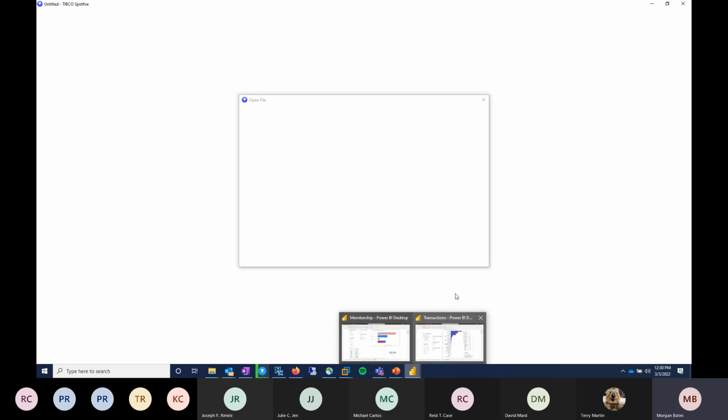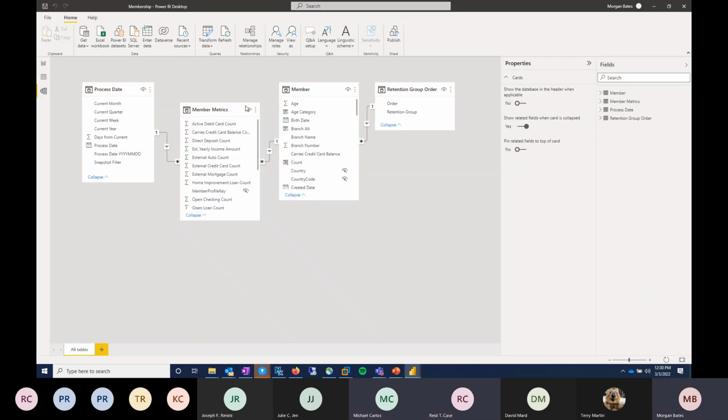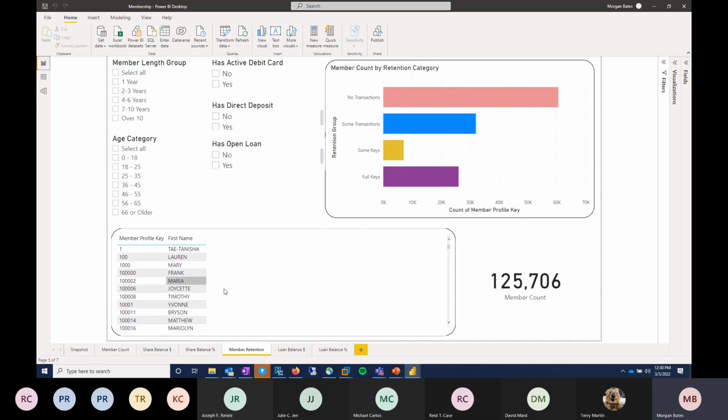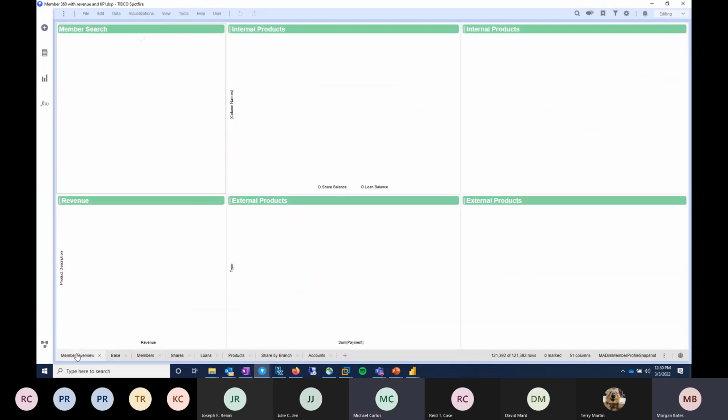Okay. We already have a member model. I'll kind of show you that real quick. So this is the member model. So I've got my member data, I got member metrics, all that kind of good stuff. We would just need to go build a tab over here that looks like whatever you want to do in terms of Member 360. I'll show you real quick.